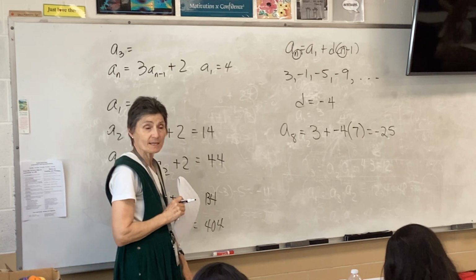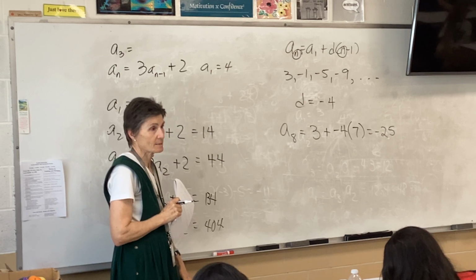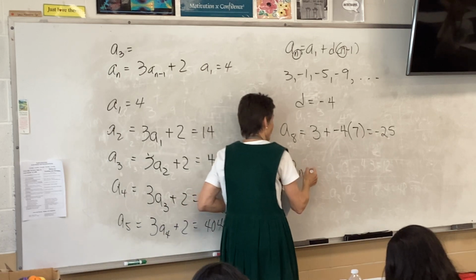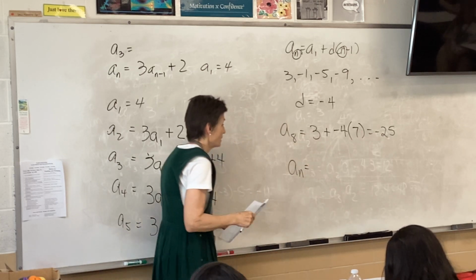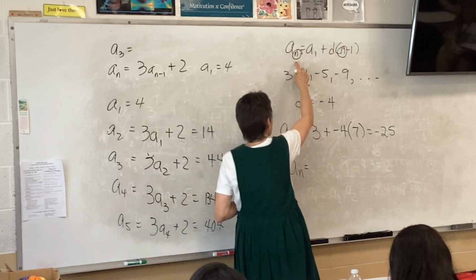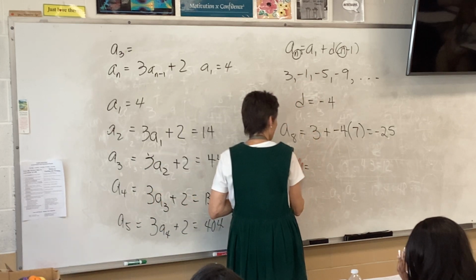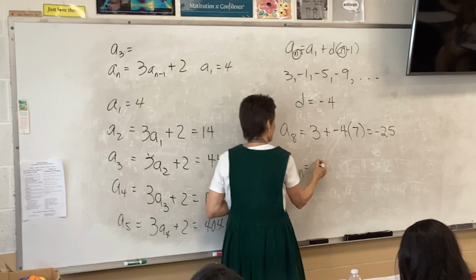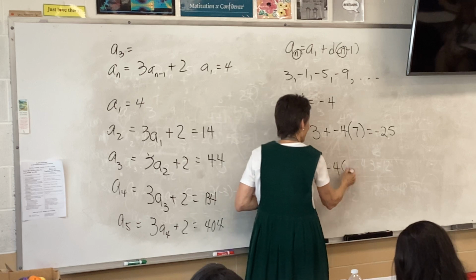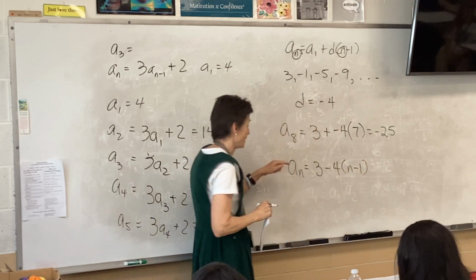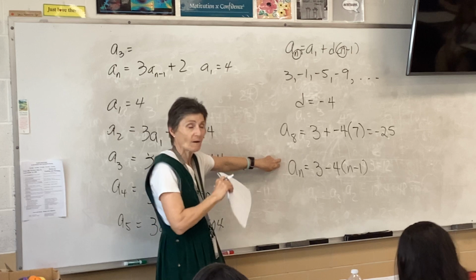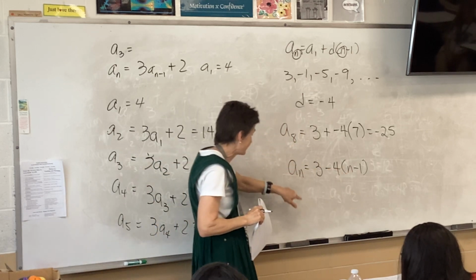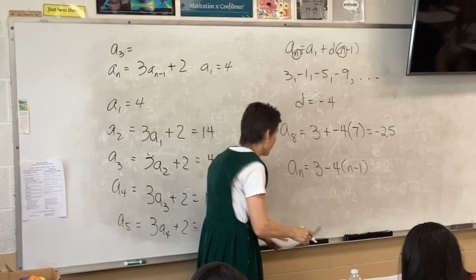Could I find the 80th term of the sequence? Yeah. The explicit rule or formula is simply, go back to this one, if we want the explicit rule in general, we're going to start with our first term, we're going to add our common difference times n minus 1. That's the explicit rule. This will find whatever term you want. If you want the 8th term, you put an 8 in there. If you want the 90th term, you put a 90 in there.